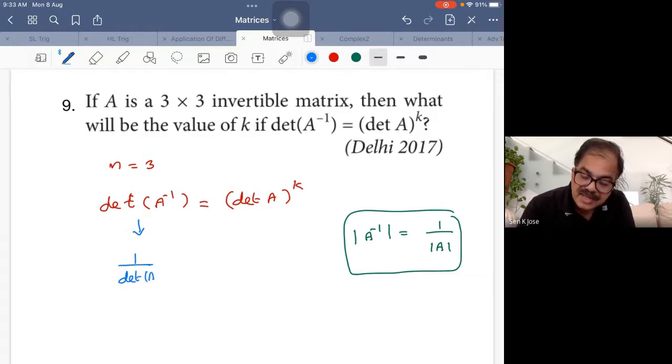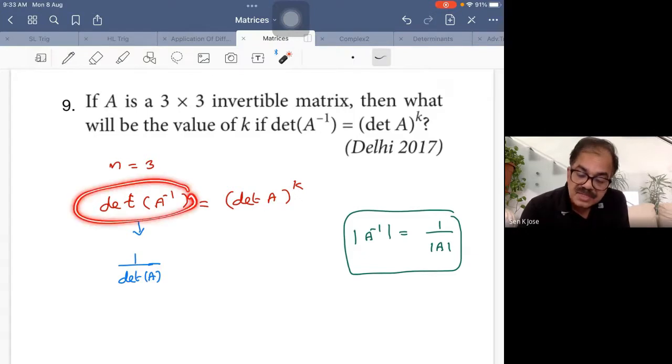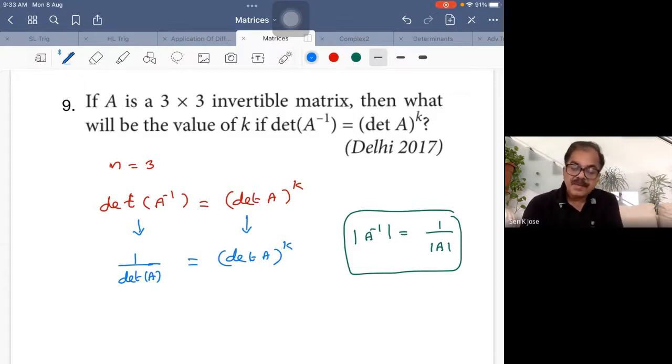I'm writing the way they wrote. They didn't use the symbol for determinant. They wrote DET determinant. So determinant of A inverse is 1 by determinant A is equal to determinant A to the power of K. The right hand side I copied as it is. You see what's happening? But on the left side, can't I write this as determinant of A?